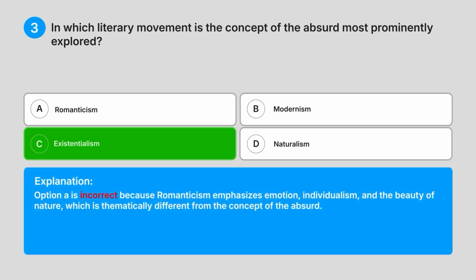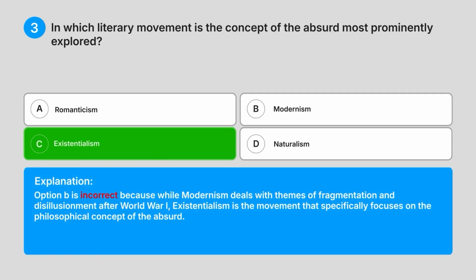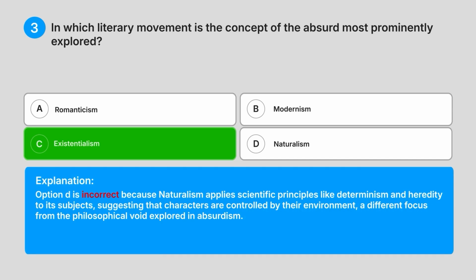Option A is incorrect because romanticism emphasizes emotion, individualism, and the beauty of nature, which is thematically different from the concept of the absurd. Option B is incorrect because while modernism deals with themes of fragmentation and disillusionment after World War I, existentialism is the movement that specifically focuses on the philosophical concept of the absurd. Option D is incorrect because naturalism applies scientific principles like determinism and heredity to its subjects, suggesting that characters are controlled by their environment, a different focus from the philosophical void explored in absurdism.